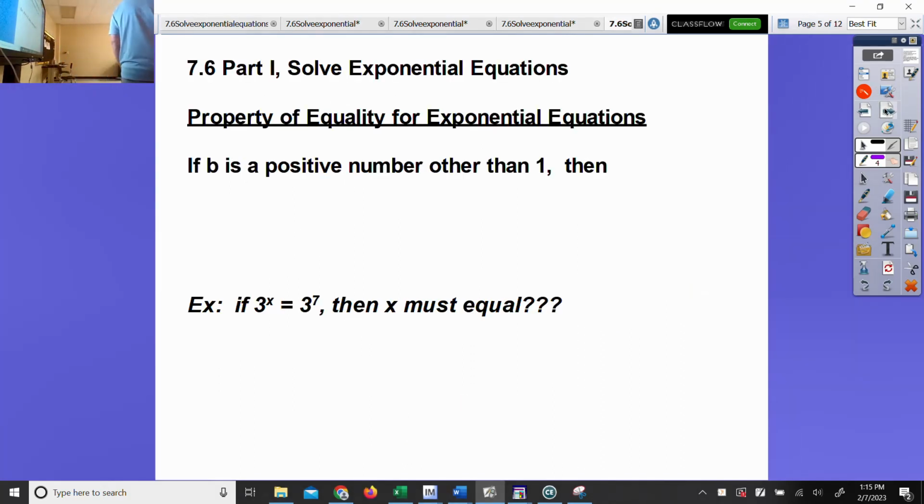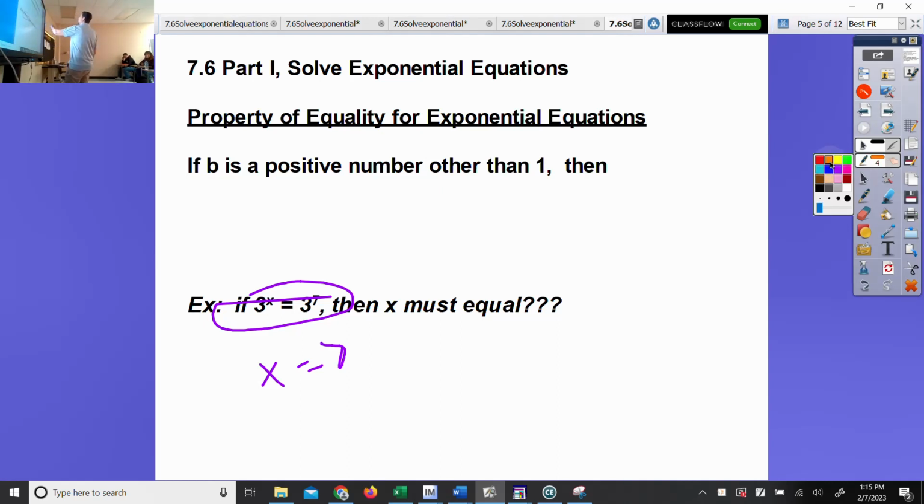7.6 is broken into 2 days. Here's part 1. I don't even show you the theorem. Answer that. If 3 to the x is 3 to the 7th, what's x? 9, sure, why not? It's 7. Because if it was 9, wouldn't you have 3 to the 7th equal to 3 to the 9th?